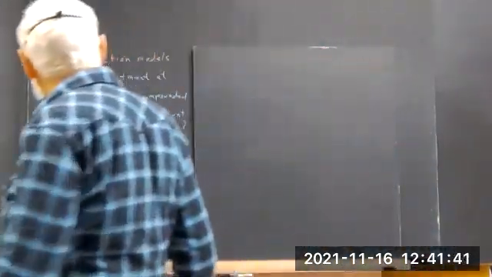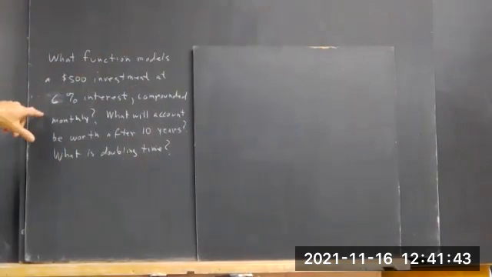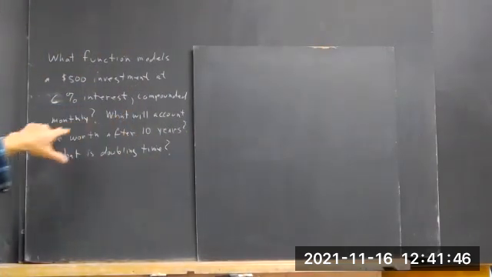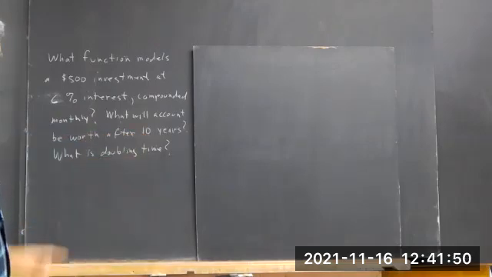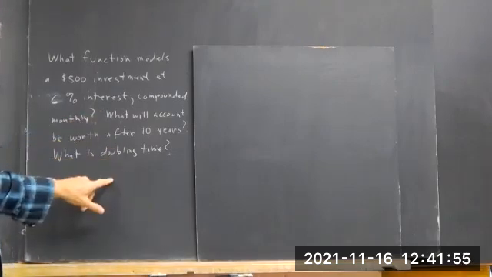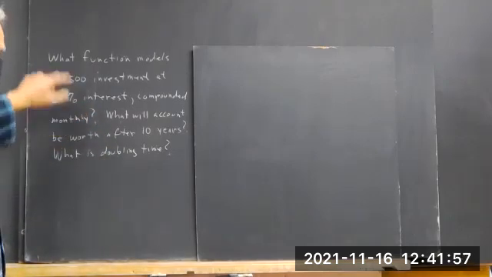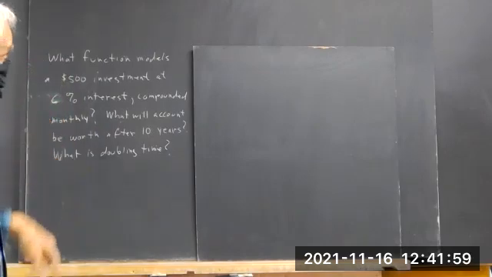First of all, question: what function models a $500 investment, 6% interest compounded monthly? And what will the account be worth after 10 years? And what's the doubling time? Well, before we can answer this question, we have to figure out what our exponential function is.